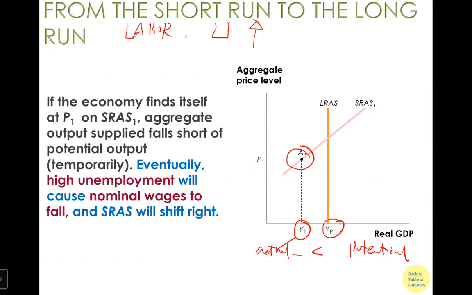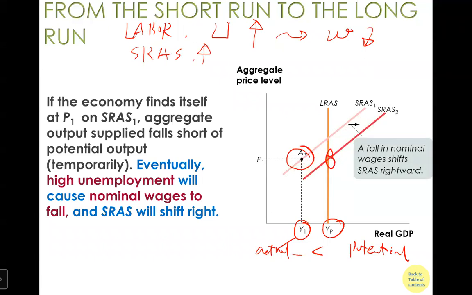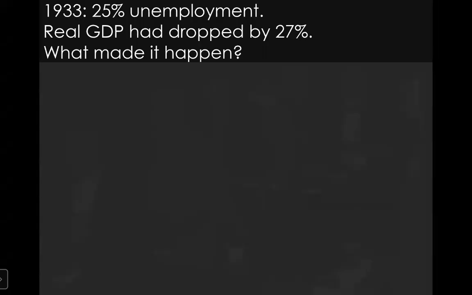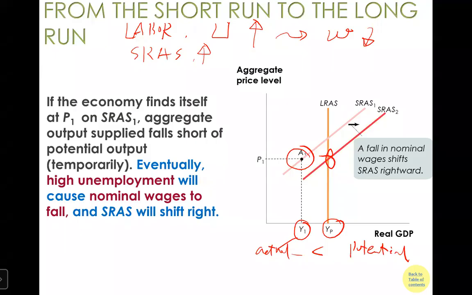But then if the unemployment rate is high, what does that mean for nominal wage? It implies nominal wage will adjust, will go down. Furthermore, if nominal wage decreases, how would that affect short-run aggregate supply? That's going to increase, right? Because it's cheaper to hire labor. And then the curve will shift right until we hit this point here, or in other words, until we return to our potential, right? So this is how the economy is going to adjust.